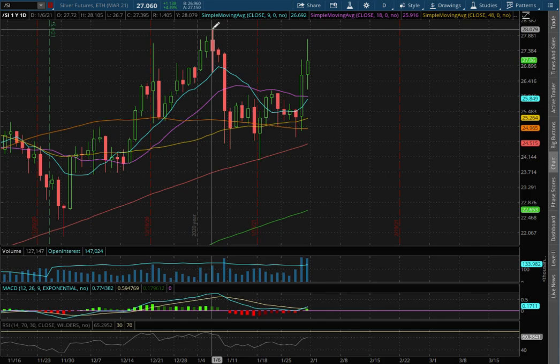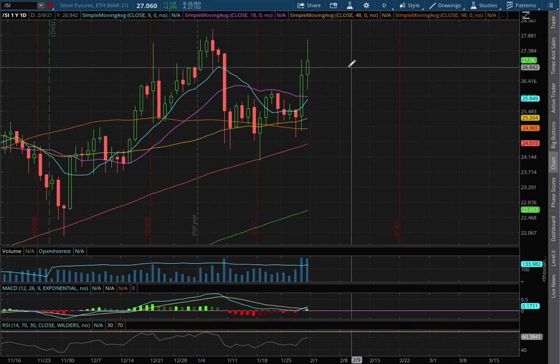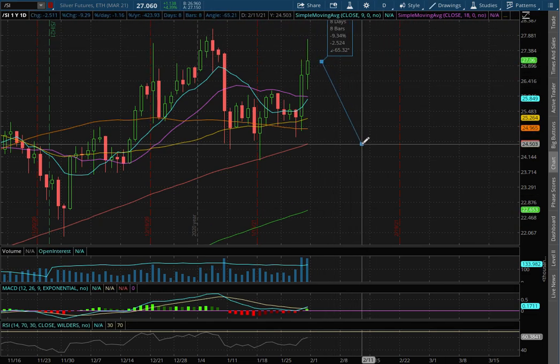And for resistance, our first immediate one will be where you have the highs, at January 6th at the price of $28.08. If we were to test that resistance level, that price movement to the upside is roughly around 3.9%, and to test support, that is around 9.3% to the downside.